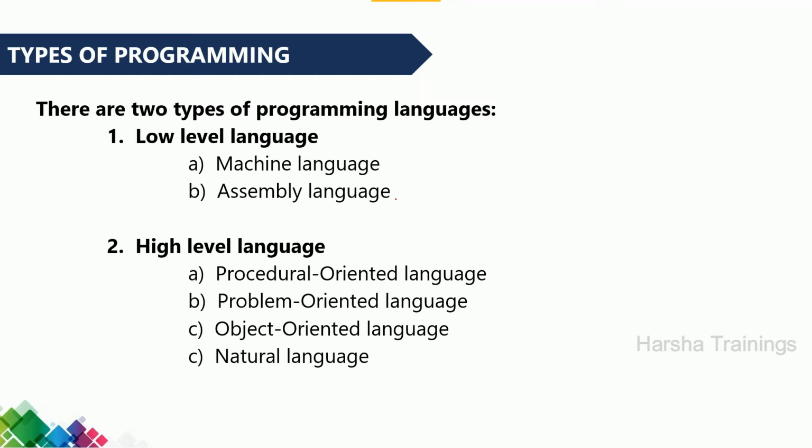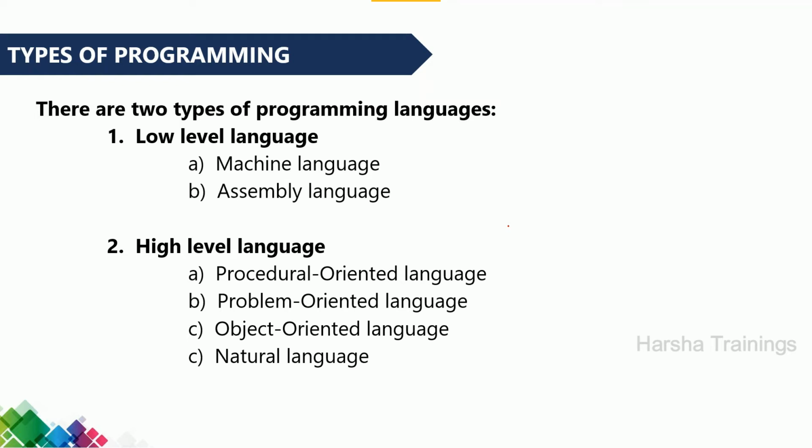Generally, we have different types of programming languages, mainly two types. One is low level language, second one is high level language. What is the meaning of this low level and high level language? First, I will explain in general terms, then I will go to this one. For example, you are understanding only English language. Assume you understand only English language.